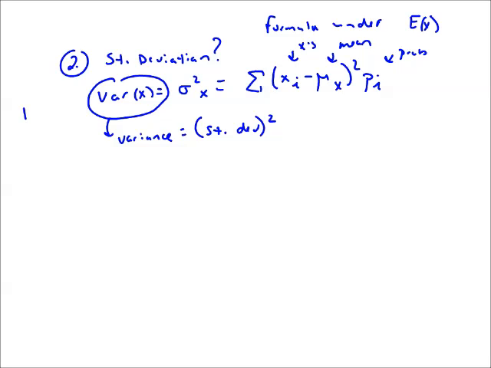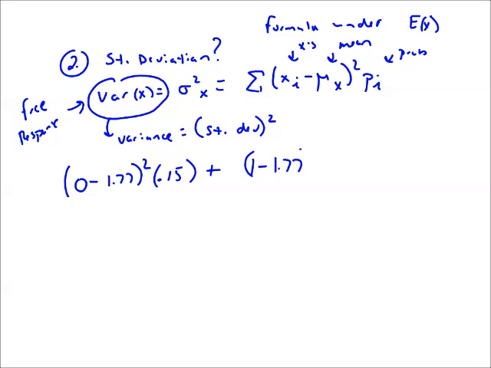But on free response, you do have to show the formula. You take each x sub i, which is 0, minus the mean. So you have to know the mean. If you didn't know it, you have to find it. Squared times p sub i, the probability associated with it, plus 1, that's the next x, minus the mean, squared times the probability, plus, you can see this is very tedious.